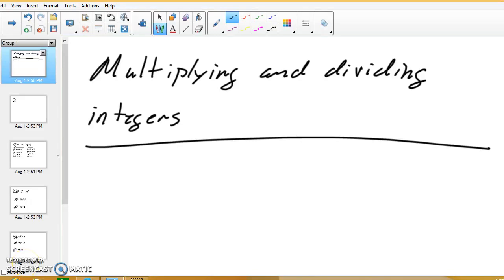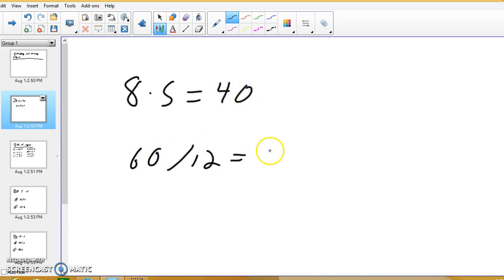In this lesson, we're going to learn how to multiply and divide integers. Similar to adding and subtracting integers, there's just a little bit of difference as opposed to doing a regular 8 multiplied by 5 equals 40, or 60 divided by 12 equals 5. It's a little bit different than simply doing these operations with positive numbers, because now we're going to throw in negative numbers, because negative numbers are part of the set of integers, which are what we're trying to multiply and divide.